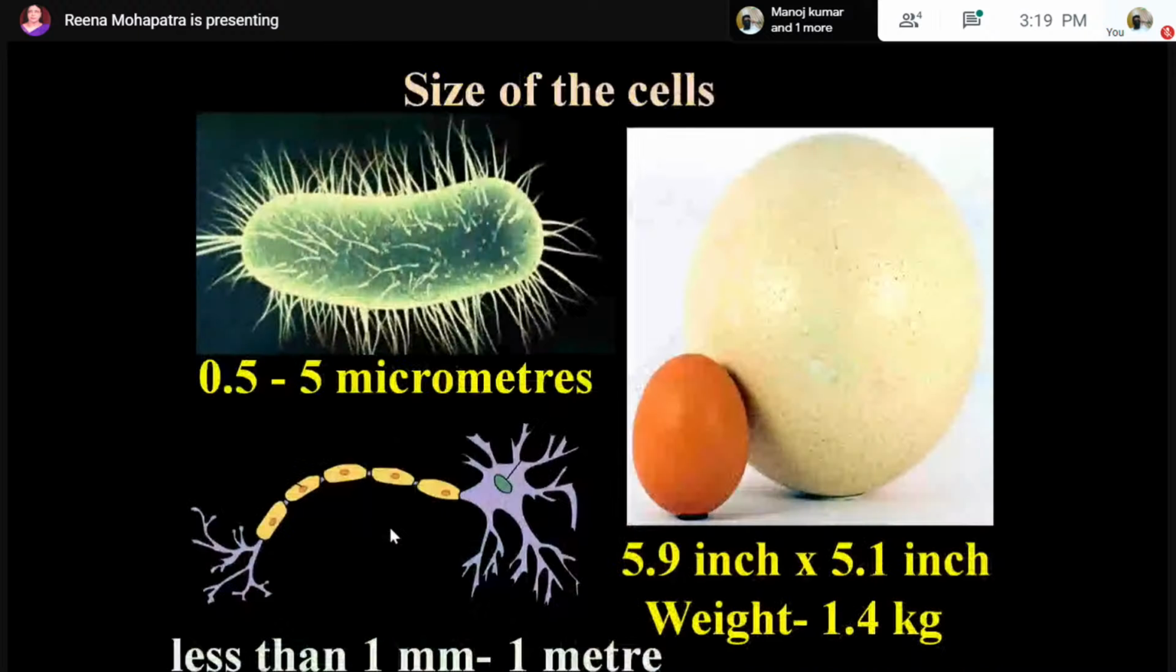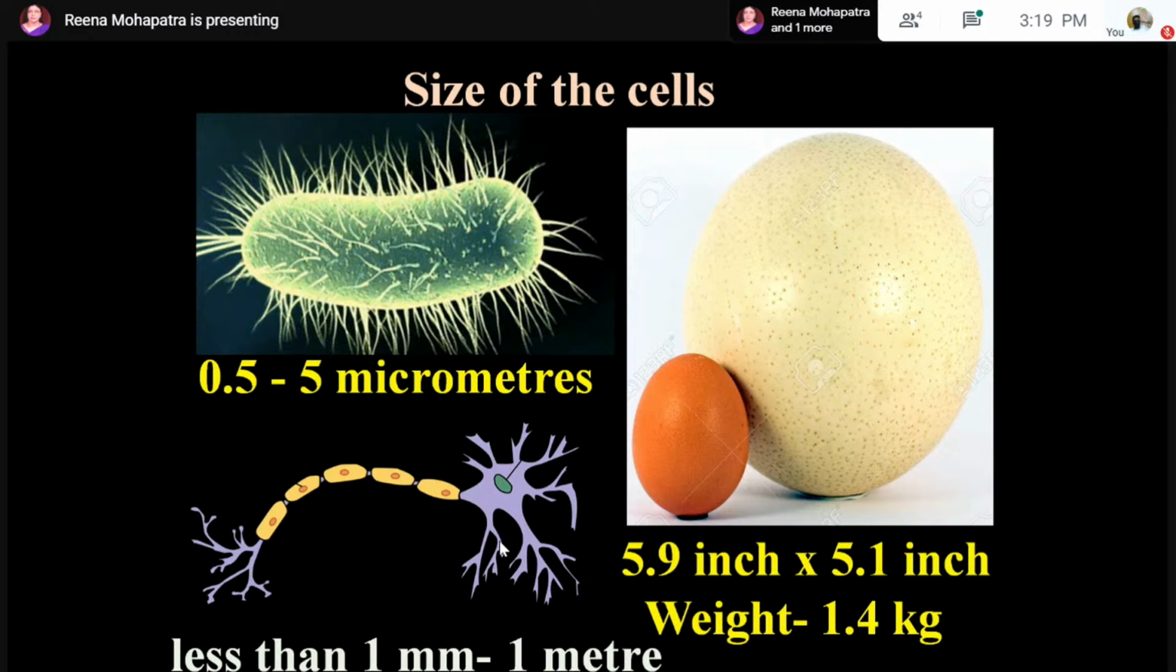So regarding the size of the cell, what is the size of the cells? Bacteria belong to the smallest cells known. Some are having the size of 0.0 meters in size. They are the smallest in general. Then you can find here the ostrich egg. The white one is the ostrich egg, which is 5.9 inch by 5.1 inch on average, and the weight is 1.4 kg.